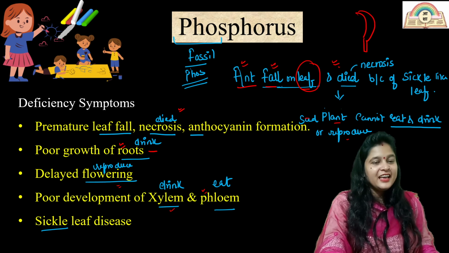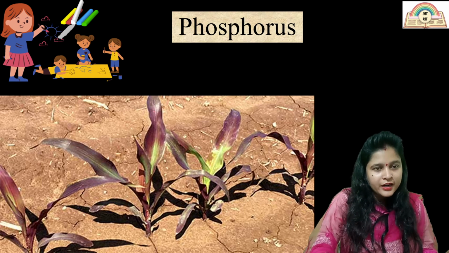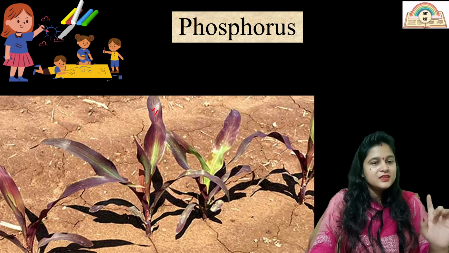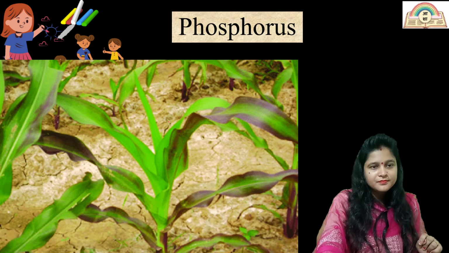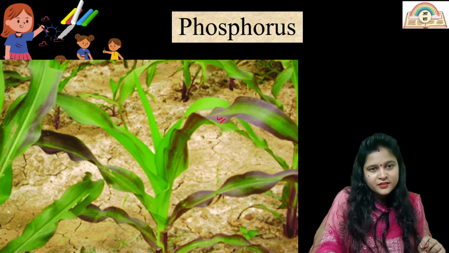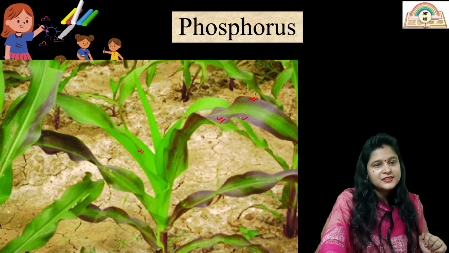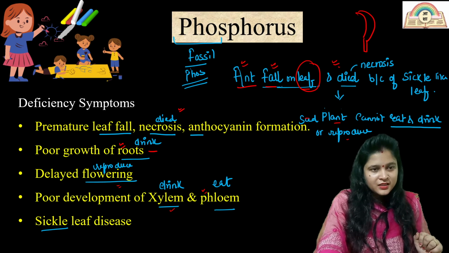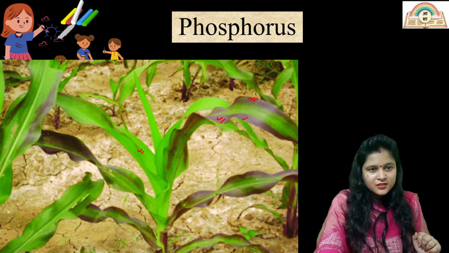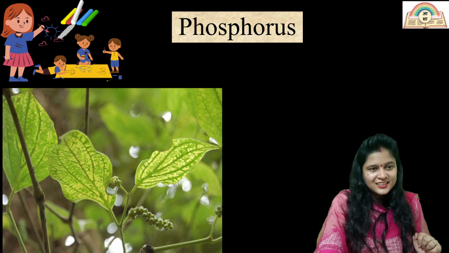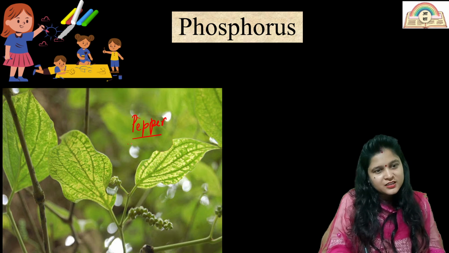And even you can see this diagram, this dark red purple pigment-like thing in the leaves. So anthocyanin, you can see this pigment here. Normal color is green, but here, this is a maize plant. And you can see the shape of leaves. Here, this is a pepper leaf. It has the sickle shaped leaf.